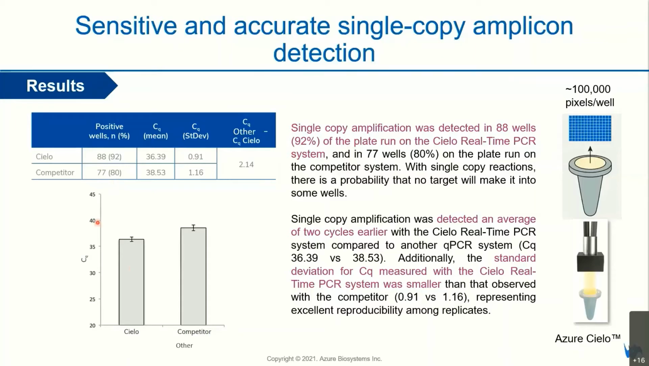Then we plotted a bar chart here, and you can see this is a Cq value plot. A lower Cq value means it's earlier. Cielo averages 2 cycles earlier than the other machine: 36.32 on Cielo and 38.53 on the other machine. Additionally, the standard deviation for the Cq values on Cielo is much smaller than on the other machine, meaning Cielo gives you reproducibility among the replicates, even though you are targeting single copy gene detection. The reason for this is also the optical design. Like I said, you have uniformity in signal detection and also heat temperature accuracy.